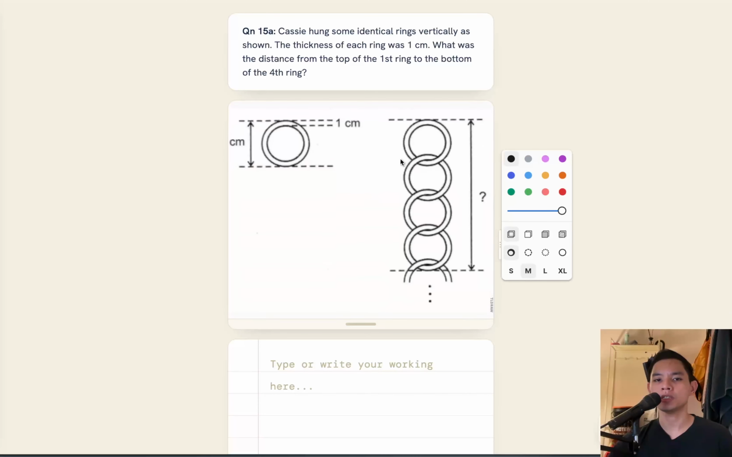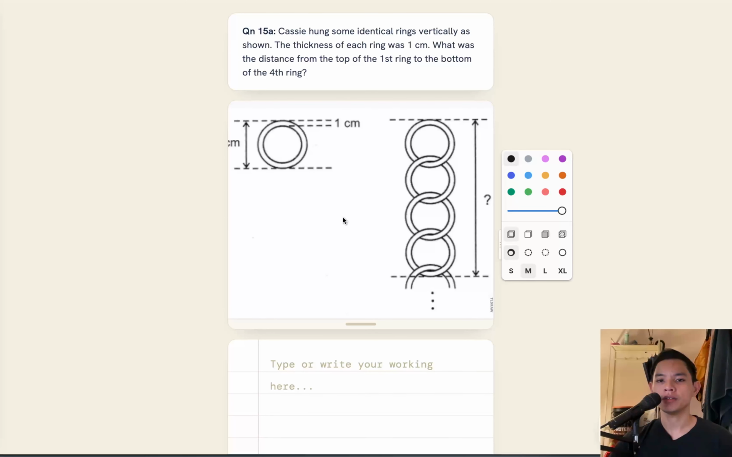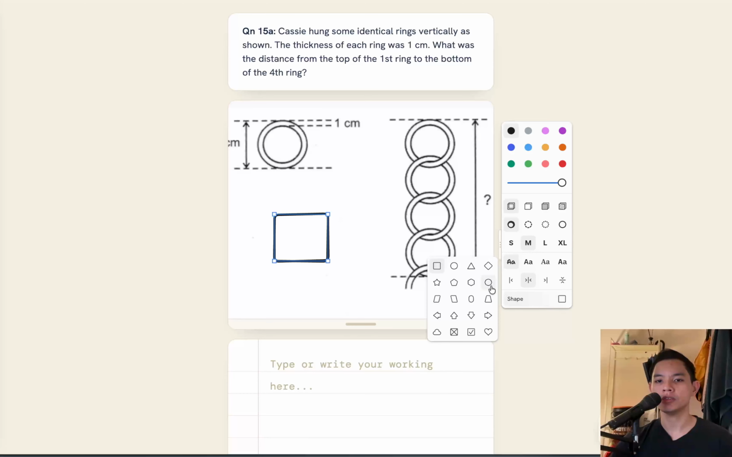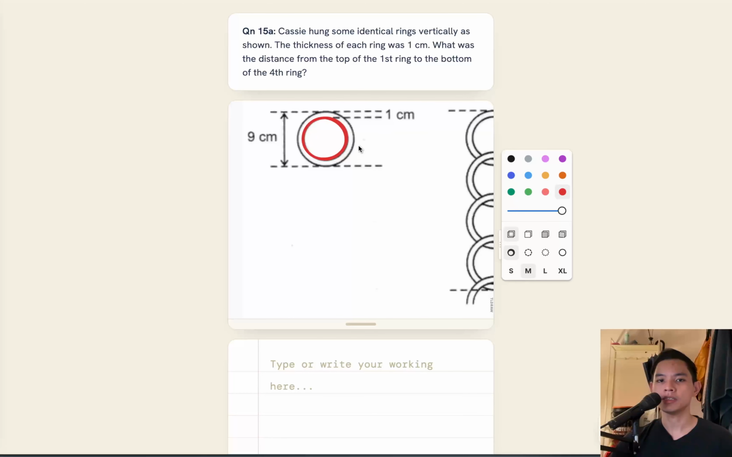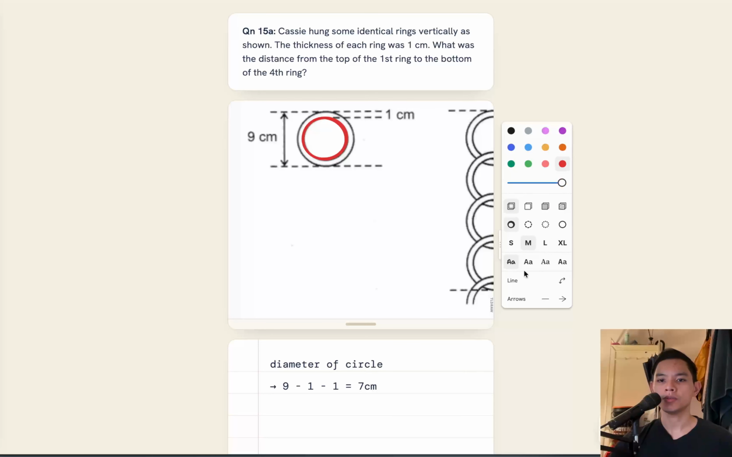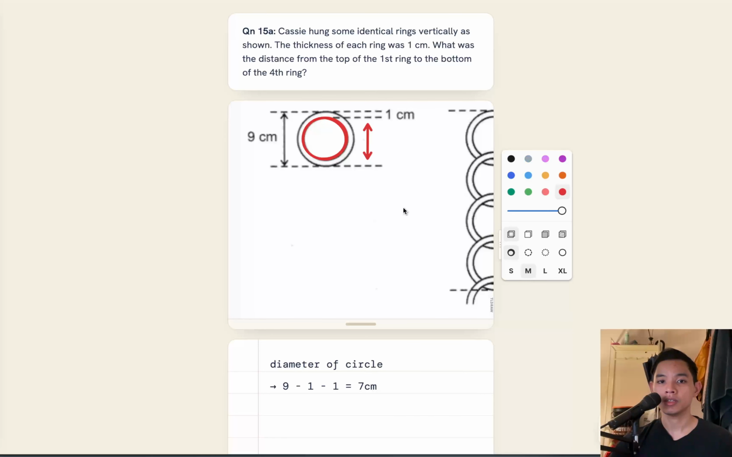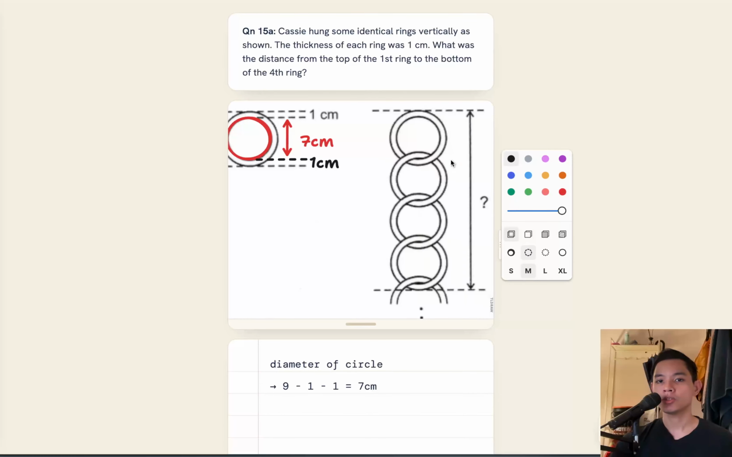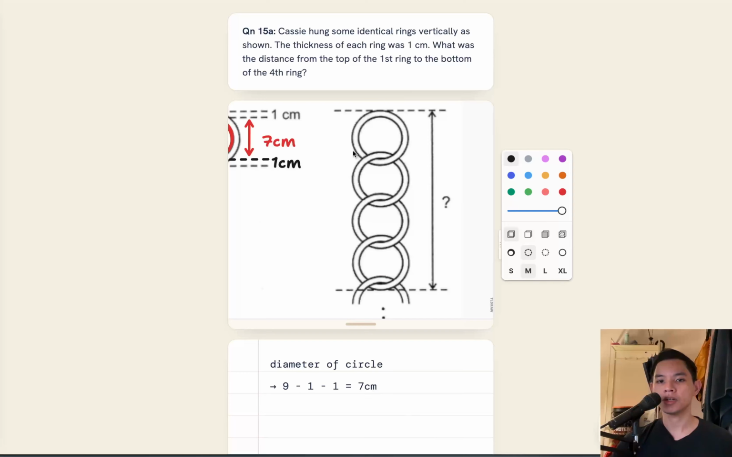So if you were to visually just look at this, you see that if I were to just have a circle, we have the circle over here. What is the diameter of the circle? The diameter of the circle is basically 9 minus 1 minus 1, which is 7 centimeters. So for this part over here, this is 7 centimeters, and then this other part is equal to 1 centimeter. Pretty straightforward.